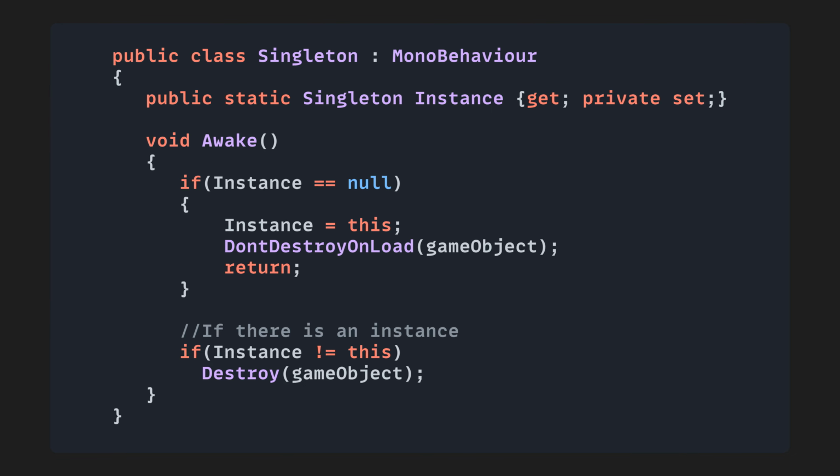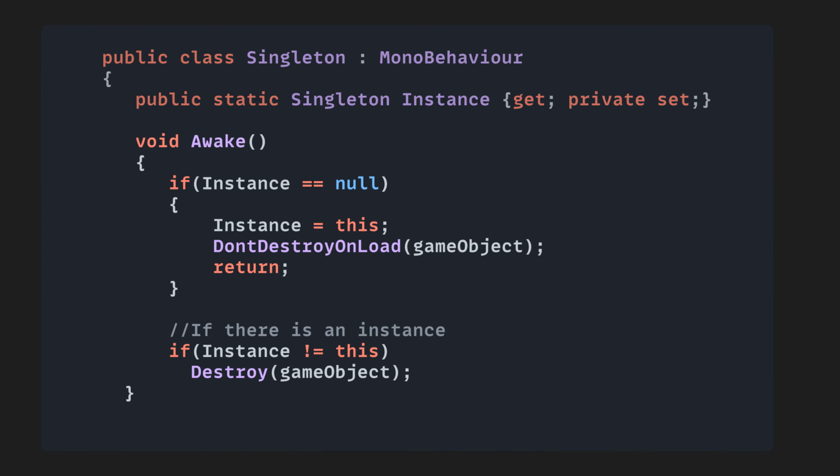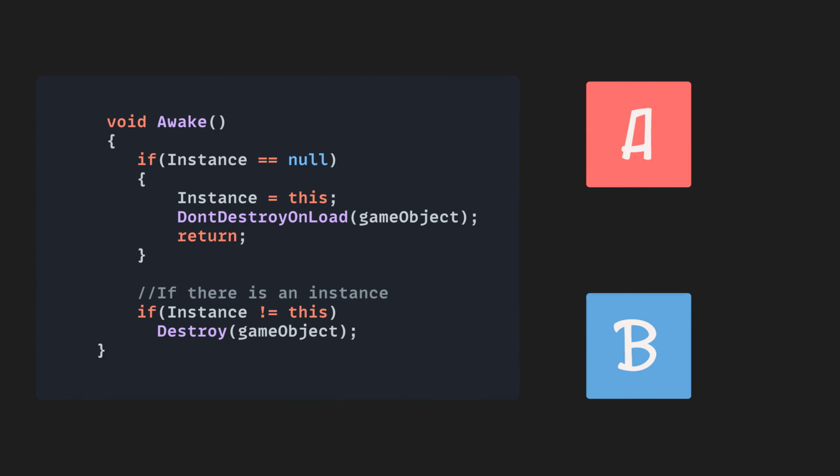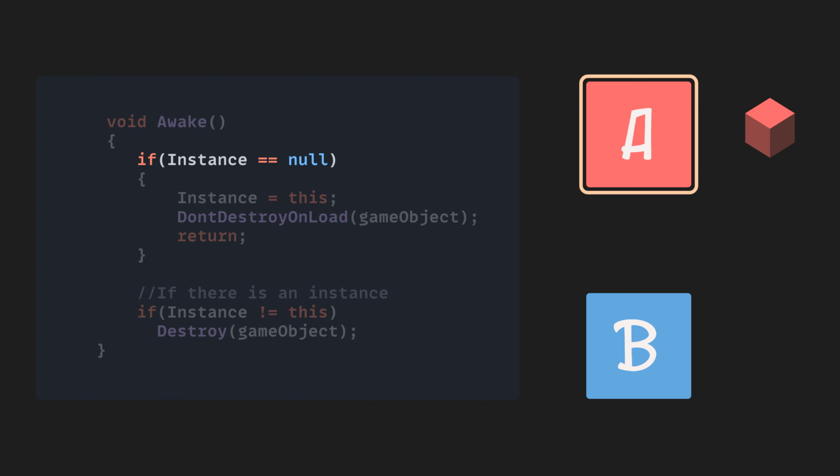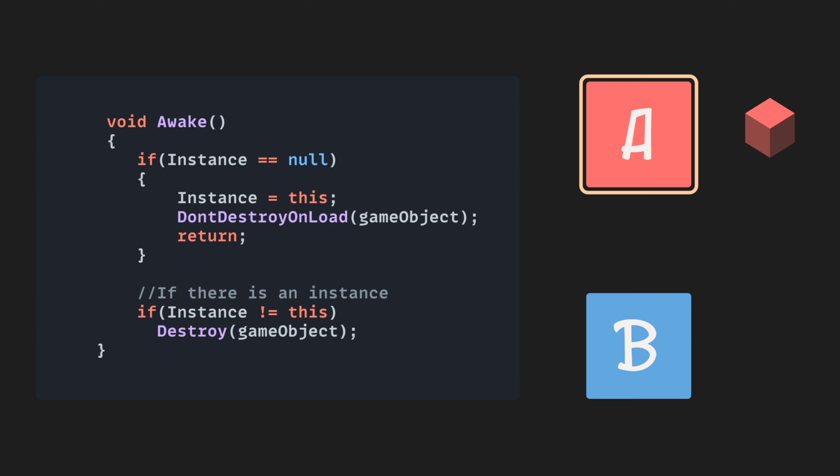Now, let's see how this works when transitioning between Scene A and Scene B. The singleton is first initialized in Scene A. The awake method checks if there is no existing instance, which is true on the first initialization. It sets the current object as the singleton and ensures it persists across scenes with DontDestroyOnLoad. As a result, we have a singleton instance for Scene A.